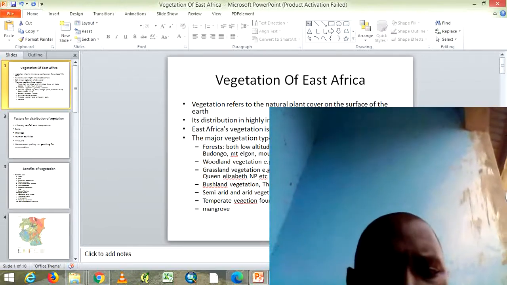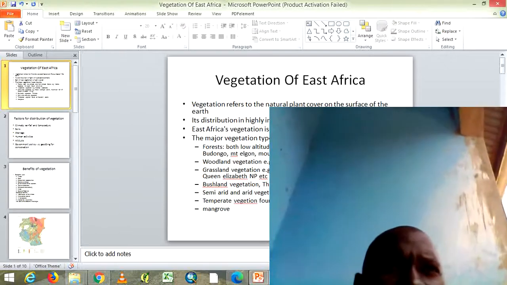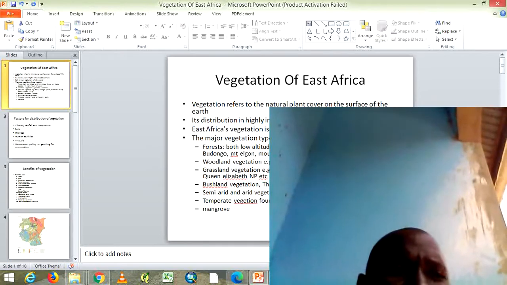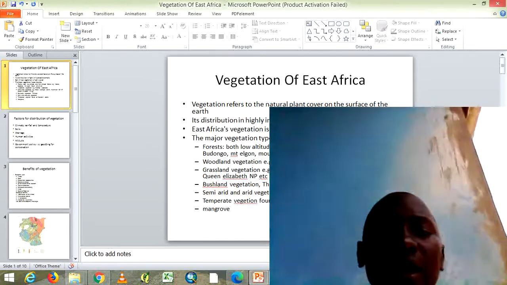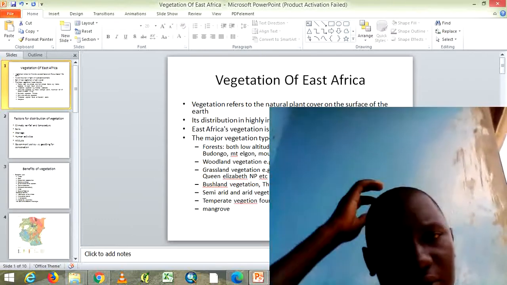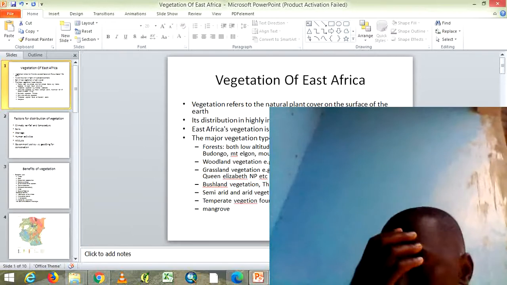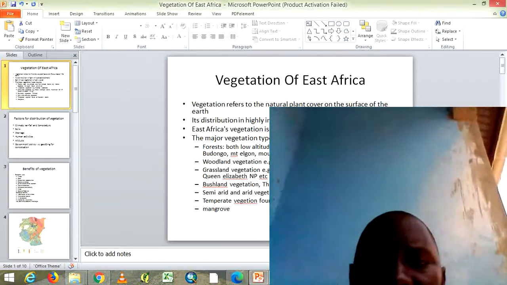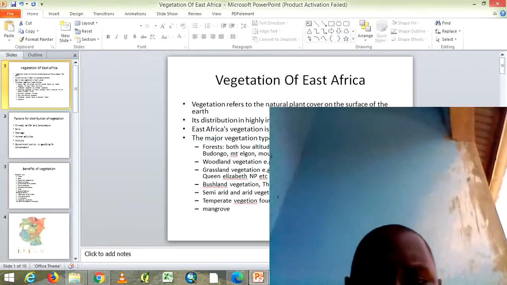Then we have woodland vegetation, and here we'll be talking about vegetation that is characterized by an abundance of tree cover, but it's not sufficient to form a canopy, and therefore you cannot refer to it as a forest because it cannot form a canopy. We have the famous woodlands in East Africa. We have the Miombo woodlands in central Tanzania, which have been used for wildlife conservation.